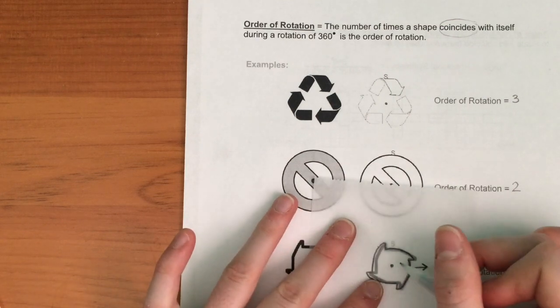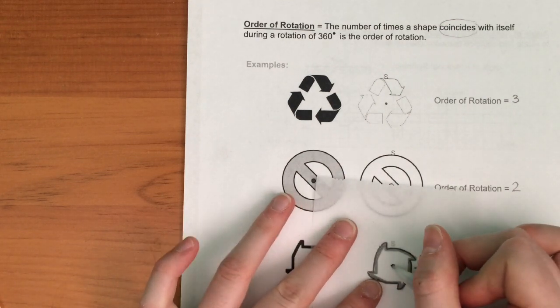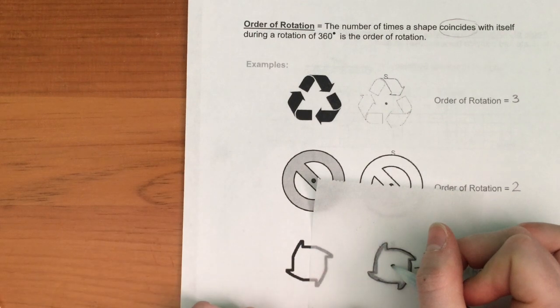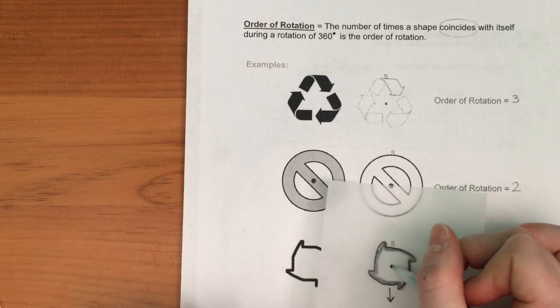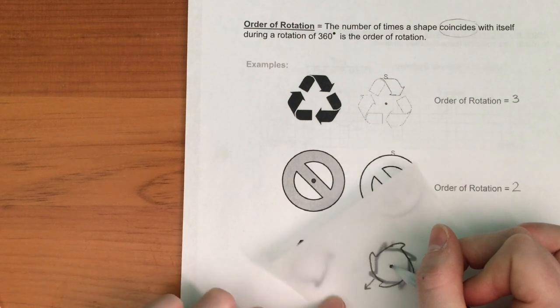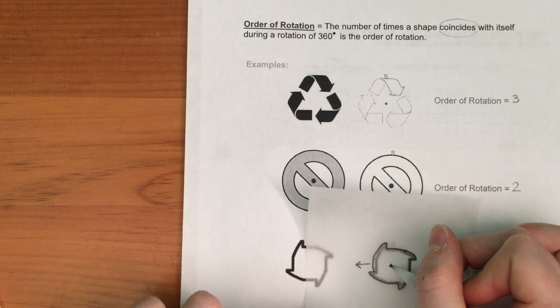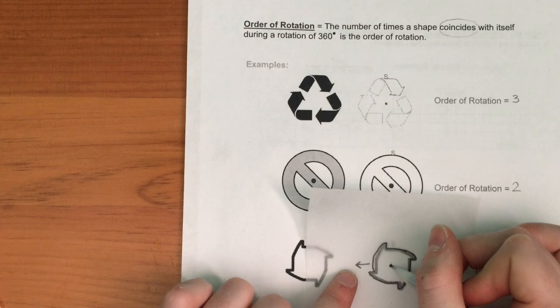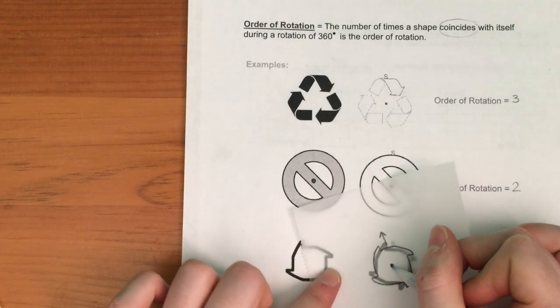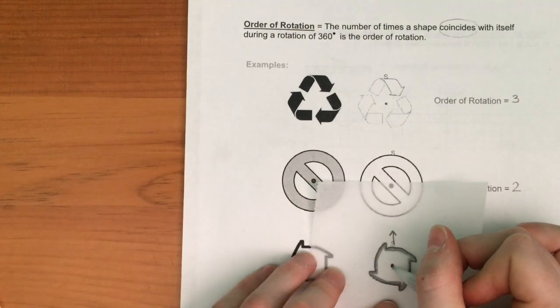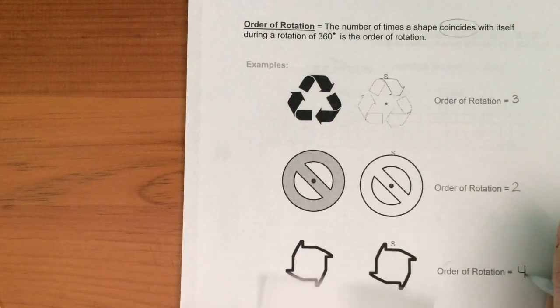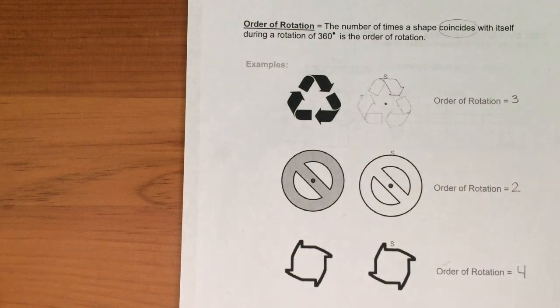Okay, here we go. Oh, that looks like it would if it was perfectly in the middle. Maybe I'll move it over a little bit. Yeah, so there's 1 overlap. If I keep going, whoop, there's number 2. Keep going, whoop, number 3. My arrow's still not back at the top yet, so that was 3. And then if I keep going all the way back to the top, there's my 4th one. So the order of rotation for this guy is 4.